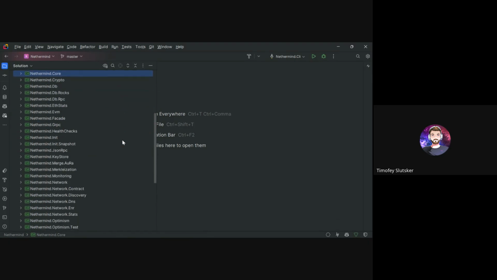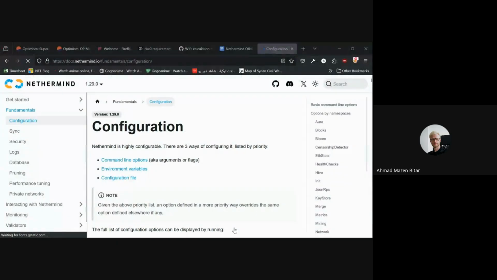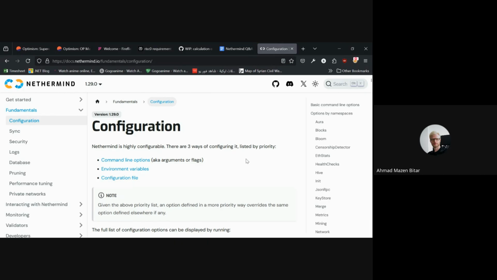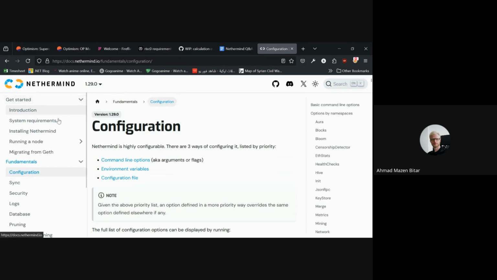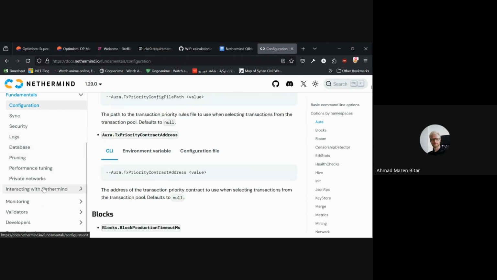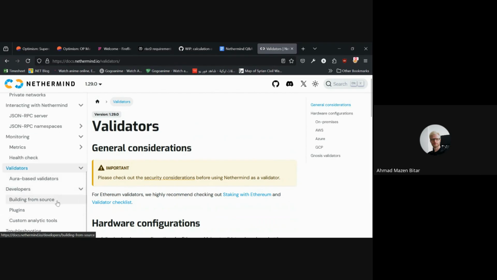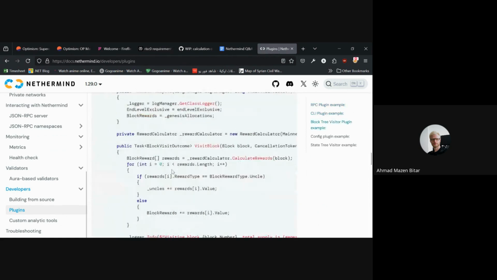Let me think of any other possible questions here. Ahmad, any public-facing documentation that whitehats can check out? Yeah, there are docs at docs.nethermind.io. Let me switch to sharing another window. So in the docs, you have the basics of how to set things up, what configurations you can set up the client with, how to interact with Nethermind, how to set up monitoring for it, and also a guide on how to create plugins.